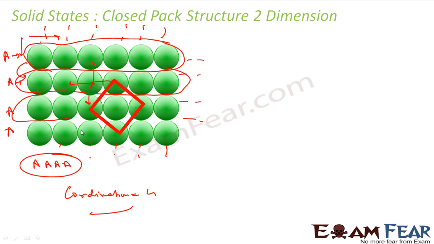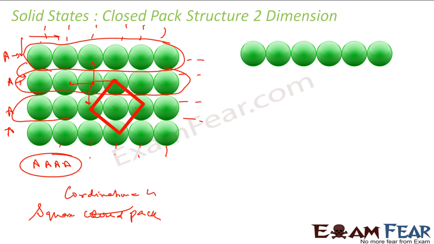Now, if you join the centers of the four immediate neighbors you have got, you will get a square. And that's why it's also called square closed packing. Please note, this is also called square closed pack. So that was one way.